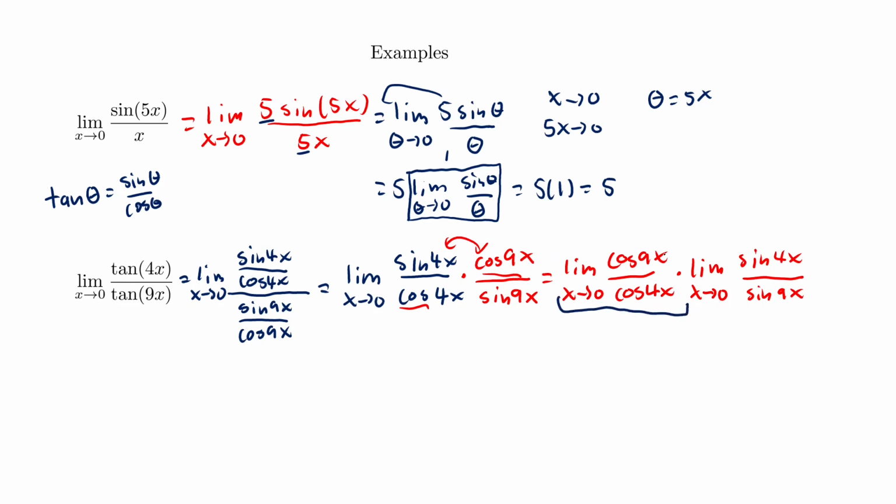Okay, it turns out that this first limit here is fully determinate. If we plug in 0, we know that the cosine of 0 is 1, so this is just going to be 1 over 1. This whole thing is just 1. So really, this is just going to be a matter of finding this particular limit here.